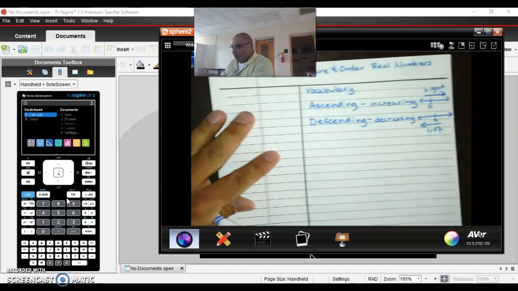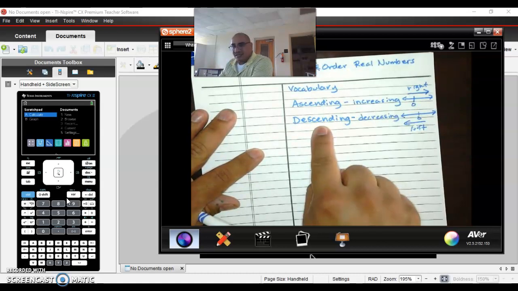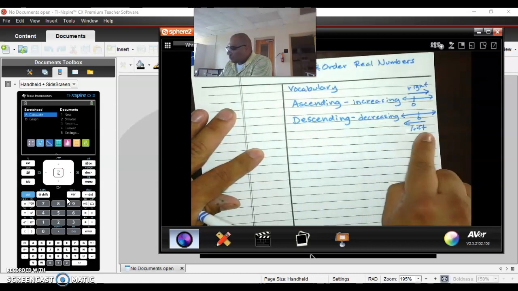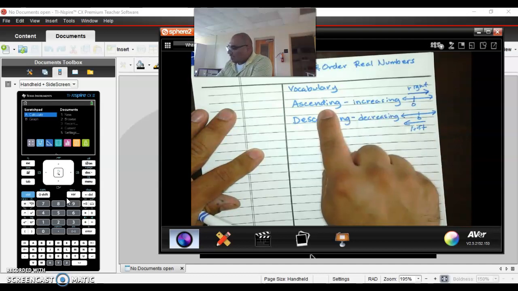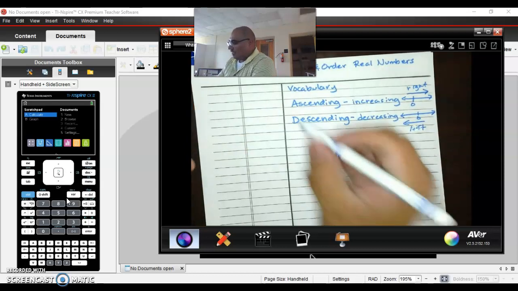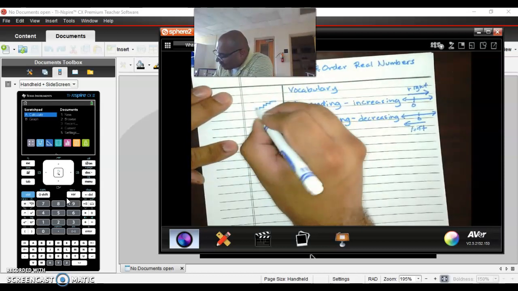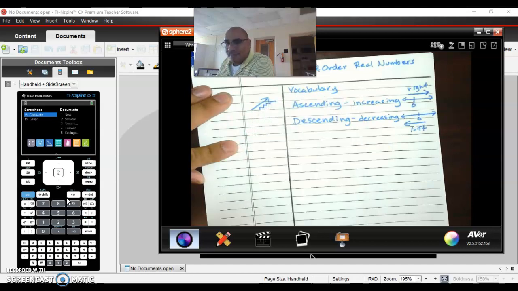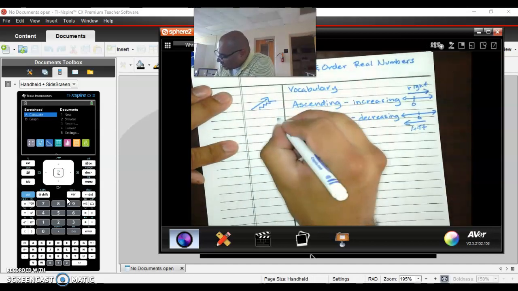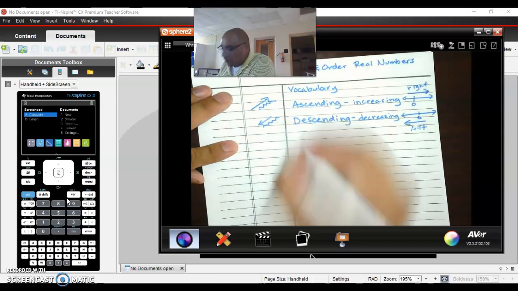Okay. So again, we have ascending, meaning increasing, and descending, which is decreasing and going to the left. Ascending is going to the right, and this is for a number line. If you need a visual image, I have an escalator right here, and we are going up. For descending, I'm going to put another escalator, and we are going down.